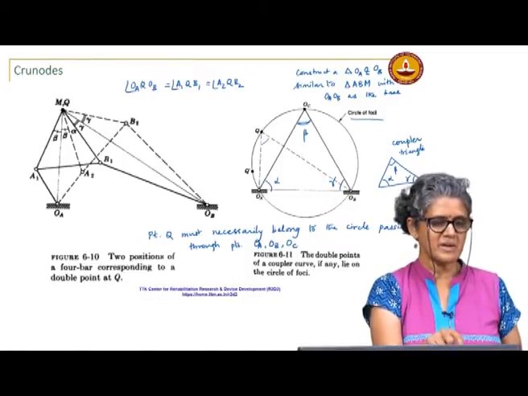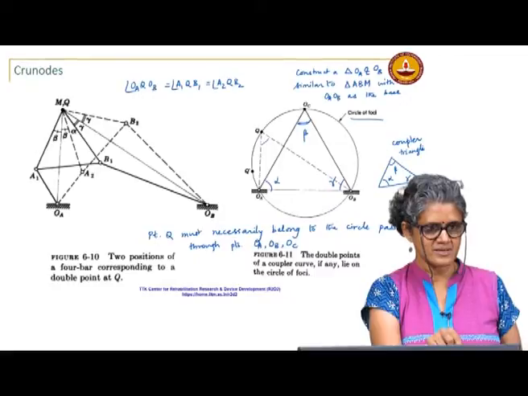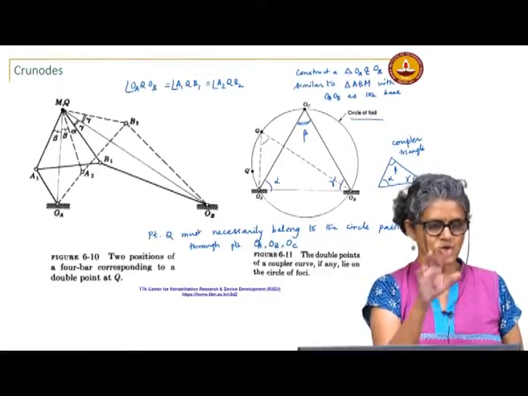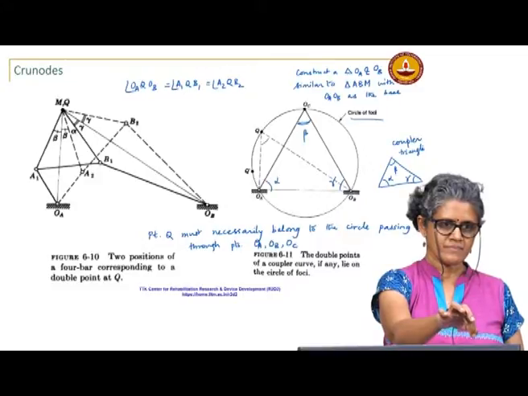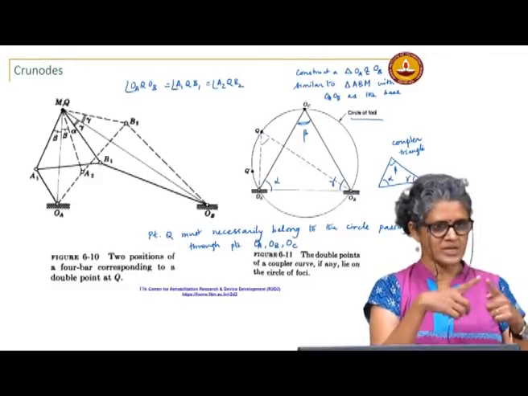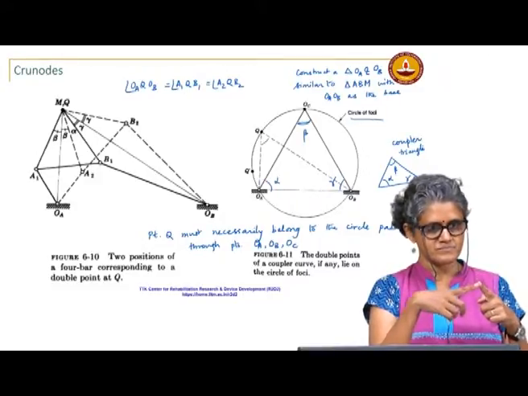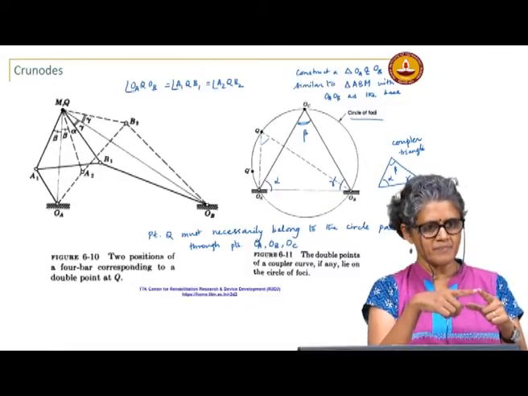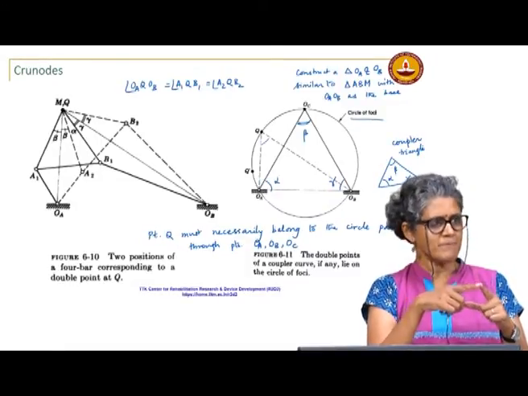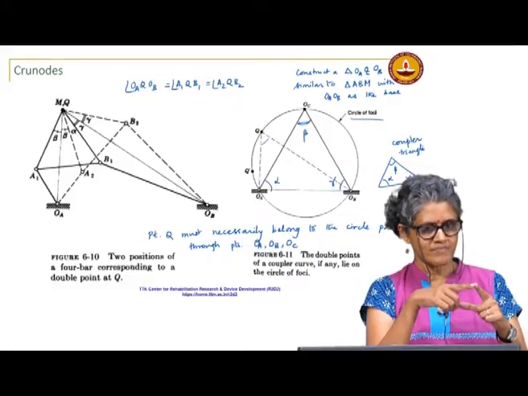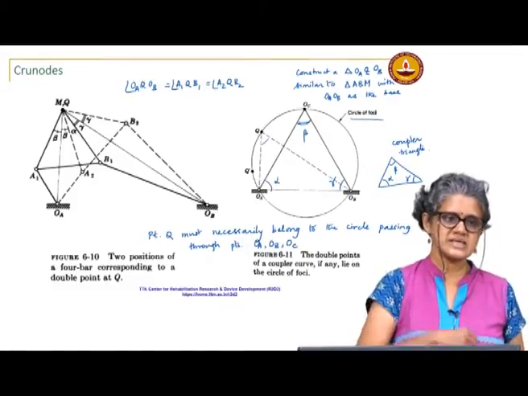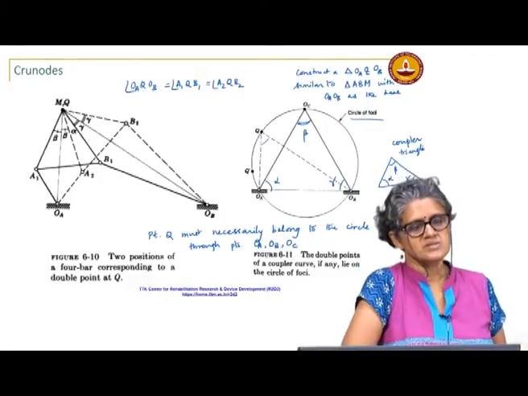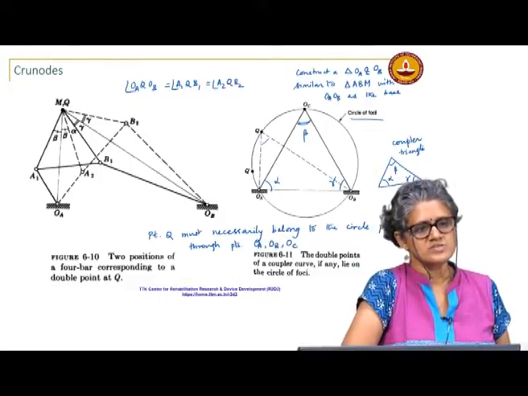Okay, so here M and Q are coinciding at this point. Q is a point on the plane, okay. M is a point on the coupler. So, you choose a coupler triangle, the point M will have a crunode if its coupler curve intersects this circle of singular foci.